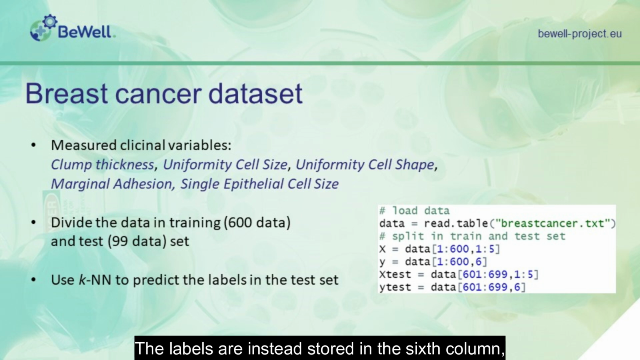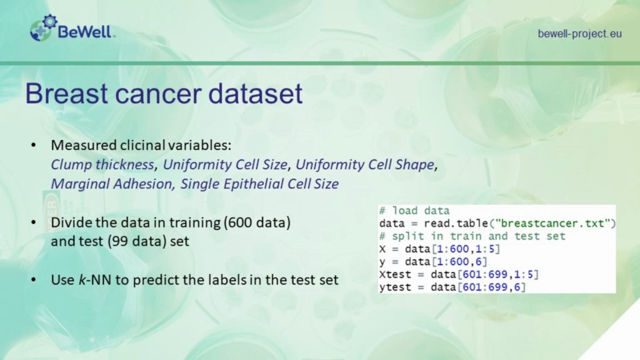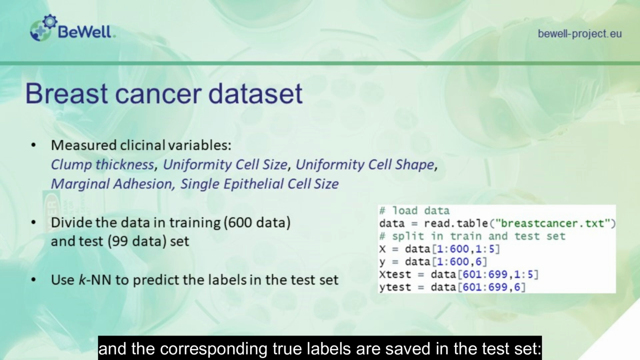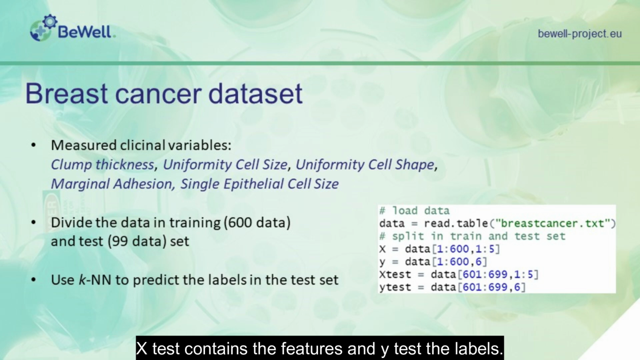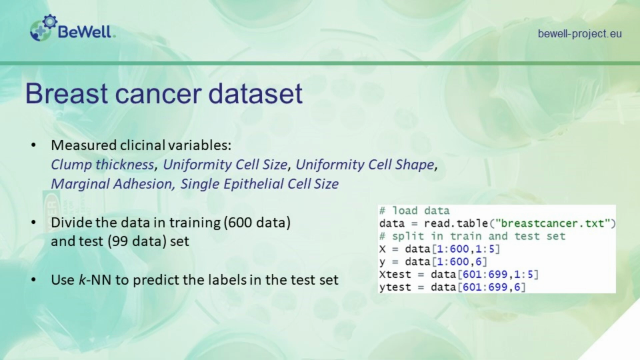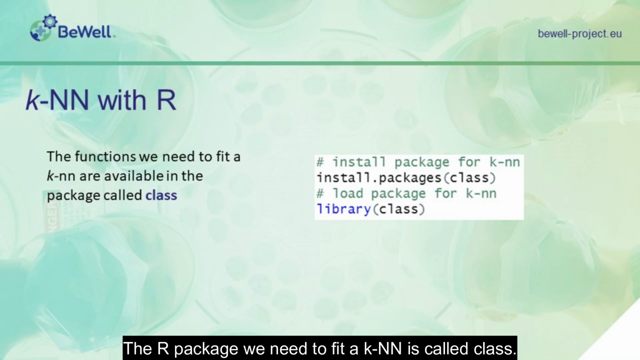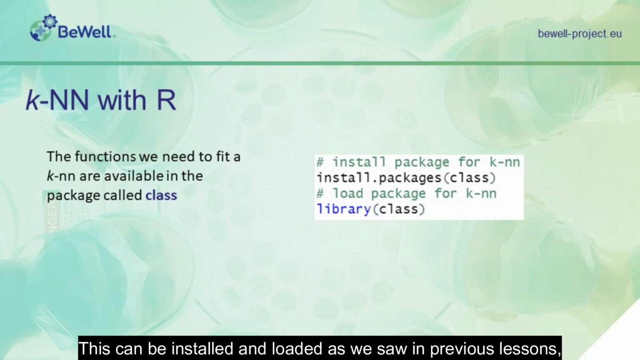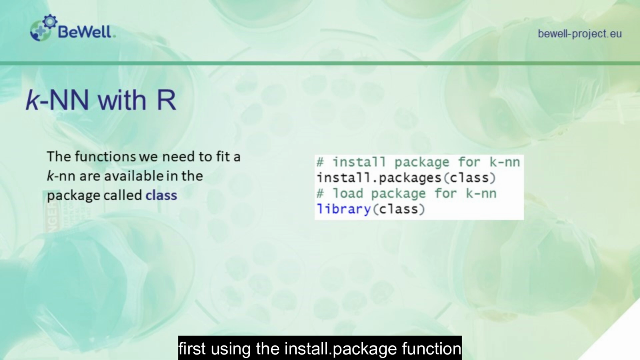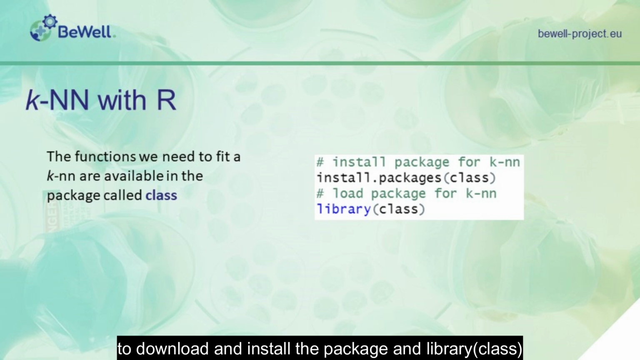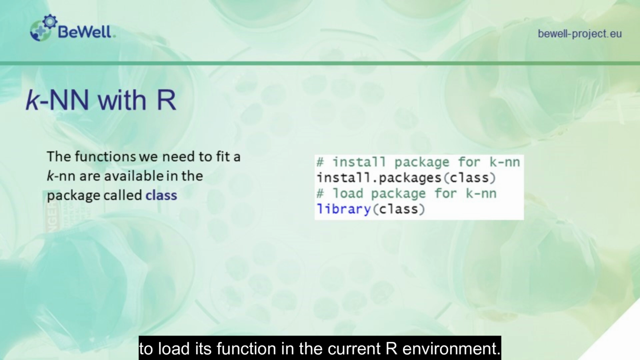The labels are instead stored in the 6th column, and we save them in a separate vector named y. The remaining observations and the corresponding true labels are saved in the test set. X-test contains the features and Y-test the labels. The R package we need to fit a KNN is called class. This can be installed and loaded as we saw in previous lessons, first using the install.packages function to download and install the package, then library(class) to load its functions in the current R environment.